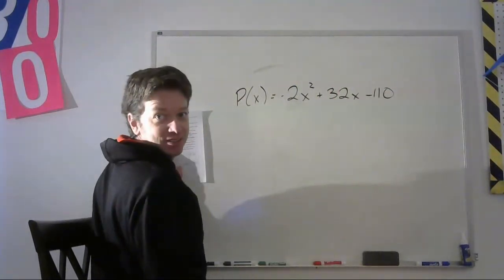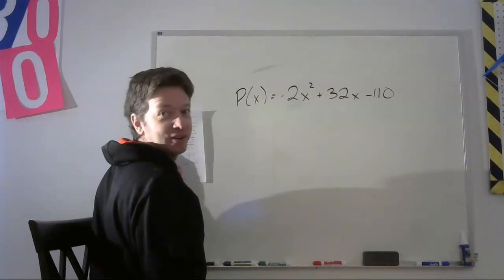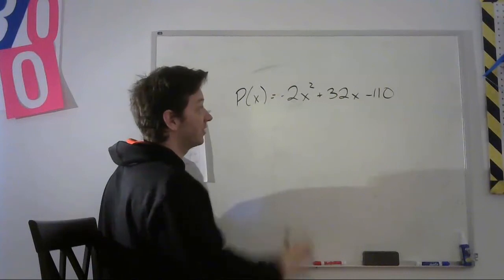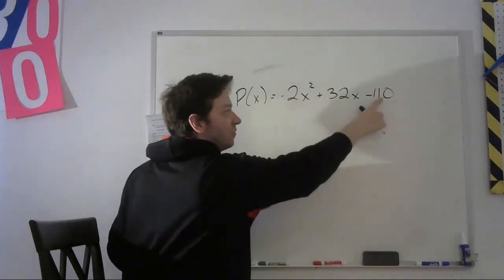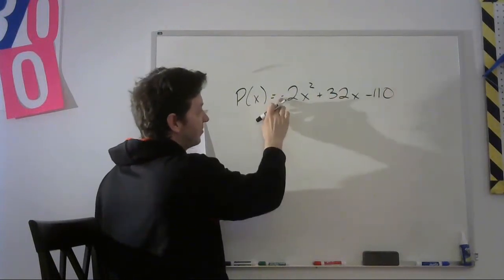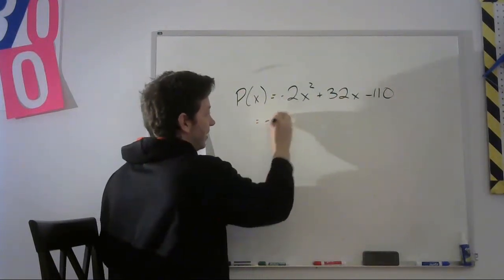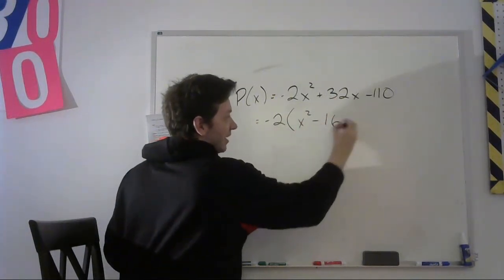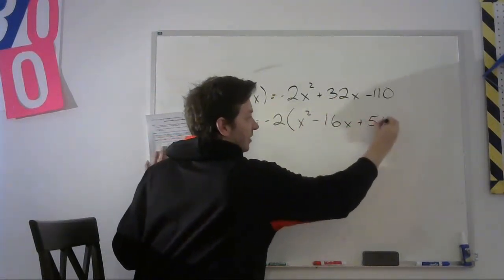Now, first it might look like a tricky trinomial, and you might want to go straight to decomposition, but remember to always look for a common factor first. And every single coefficient is an even number. So I can pull out a 2. In fact, I'm going to pull out a negative 2. So negative 2 times x squared minus 16x plus 55.